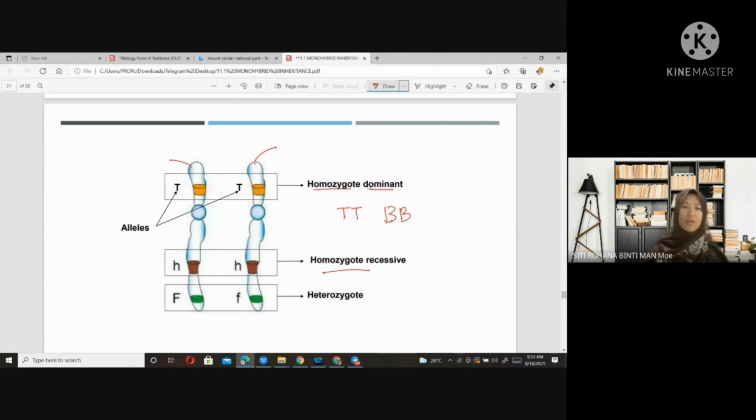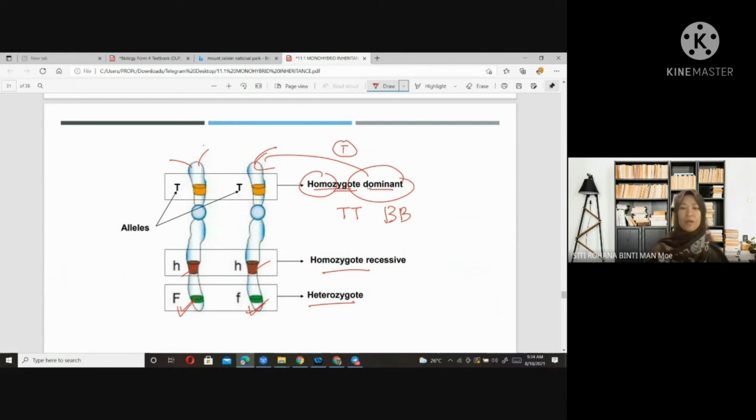Homozygote recessive, okay, small h, h. And heterozygote, nampak ada dua. One dominant allele, one recessive allele. Kenapa zygote? Awak dah belajar dah. Okay, so one, kita refer kepada gamete. So now, ada dua. Satu daripada ayah, satu daripada ibu. That's why zygote. Homo because of same. Homologous. Homozygote. Dominant because of the trait dominant.